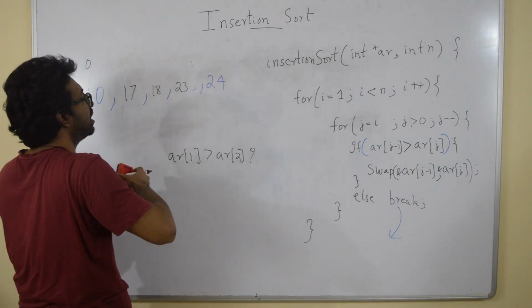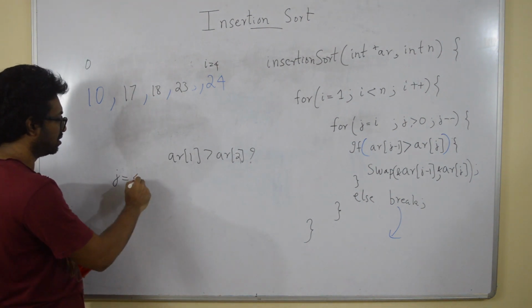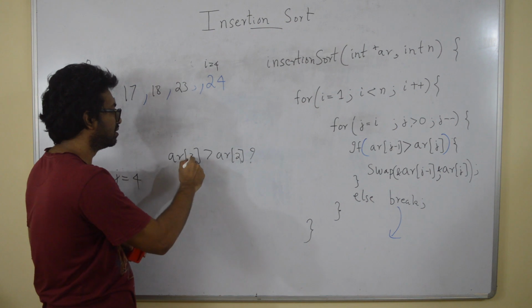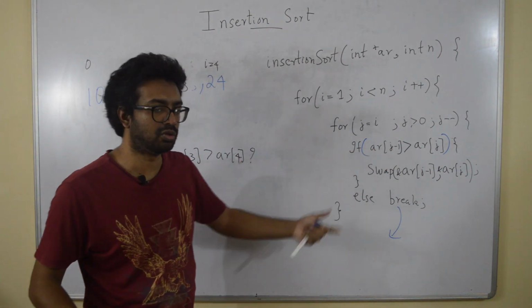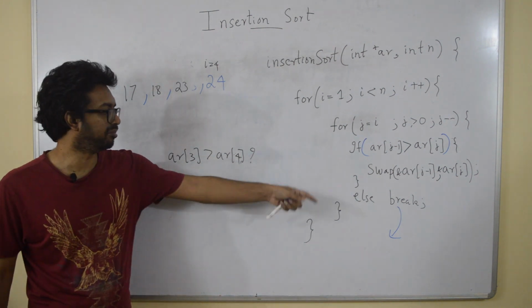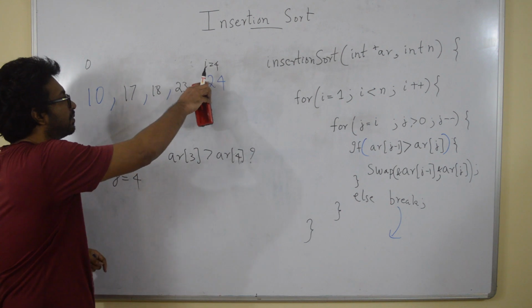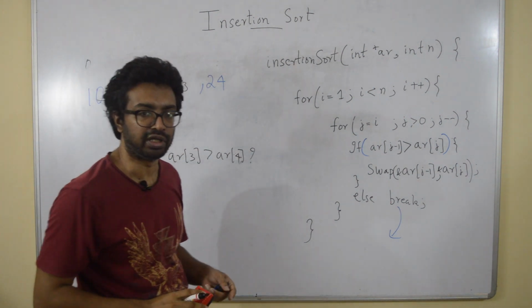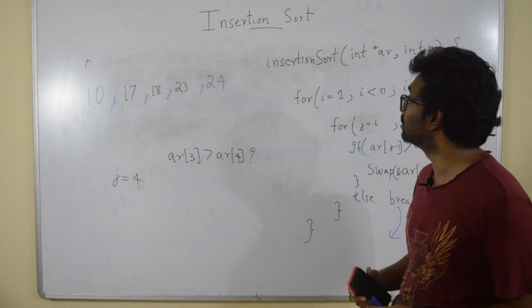Finally, i is equal to 4. j is equal to 4, and we come in here and see that 3 and 4, this is not true. So swap does not happen, we break, come out of the for loop, and that's it, done. We have a sorted array here. So this is insertion sort for you.